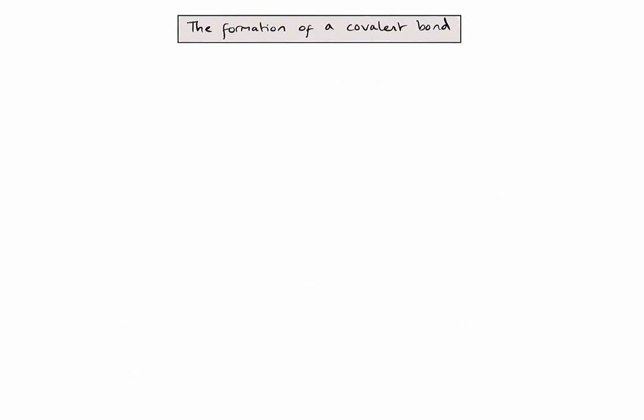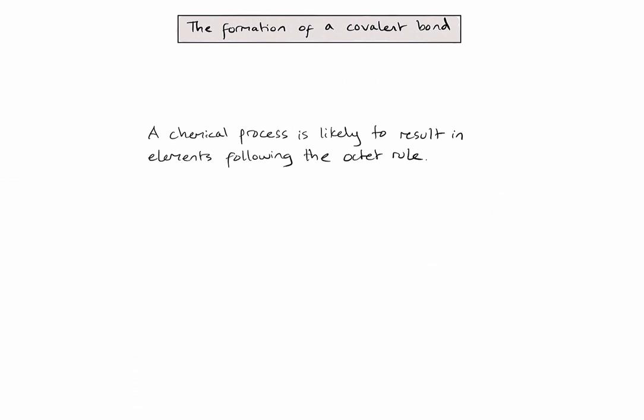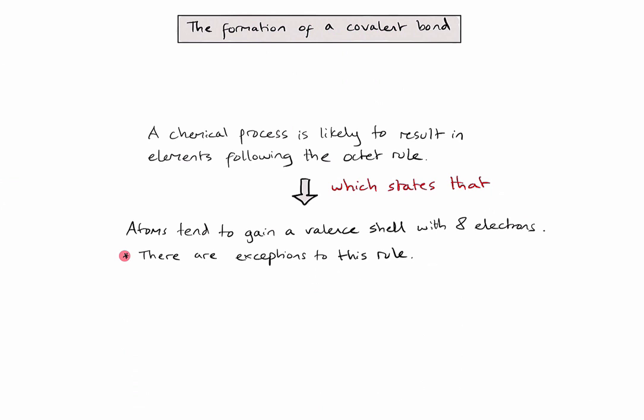When trying to explain the formation of a covalent bond, it's always useful to remember that a chemical process is likely to result in elements following the octet rule. This is a general rule that states that atoms tend to gain a valence shell with 8 electrons. Of course, it's important to remember, as with any rule in chemistry, there are likely to be some exceptions.